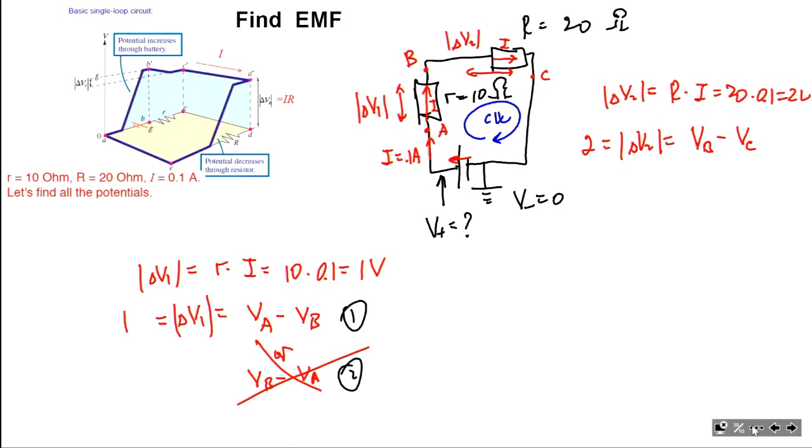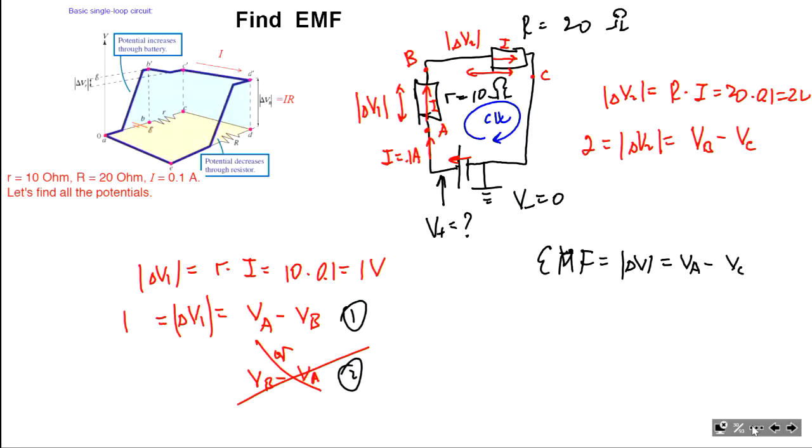So, what are we looking for? We are looking for the EMF of the battery. And EMF of the battery is equal to that fixed voltage it supplies to the whole circuit. And that should be equal to the difference between potential A and potential C. That's what it is.